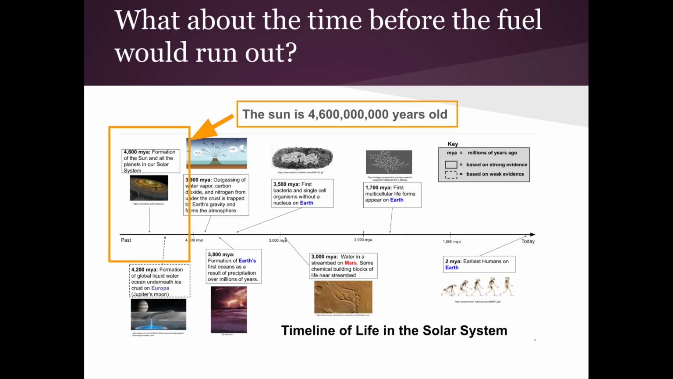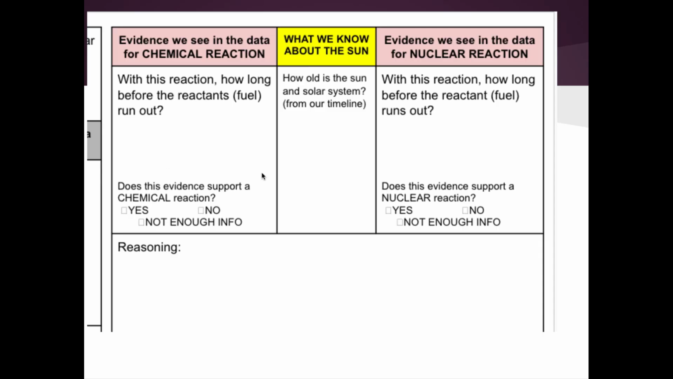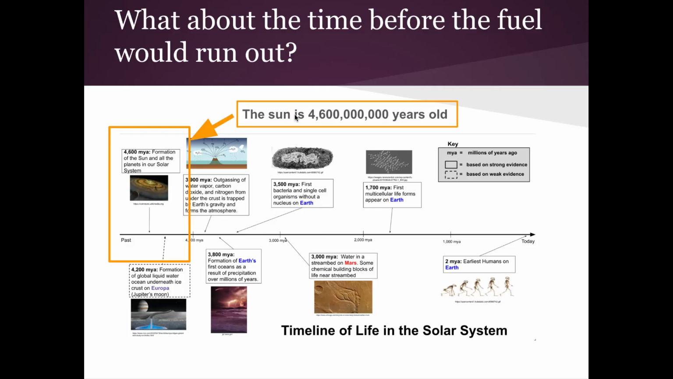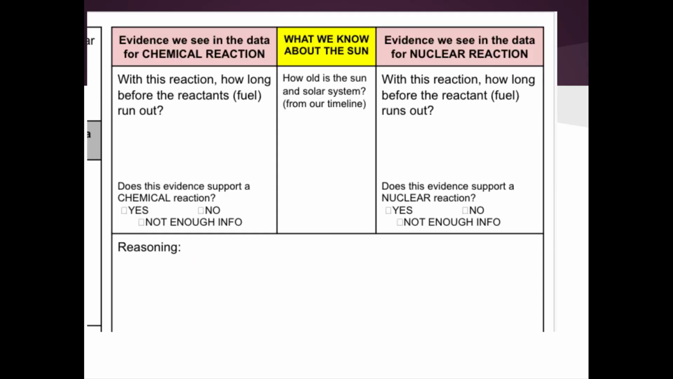And so we can actually add that piece of information in here as something we know about the sun. We know that it was created back when the solar system started a long time ago. So I'm going to add that in right here. Hey, there we go. 4,600 million years ago. Or you could write this as 4.6 billion years. Either one, A+. So that's what we know about the sun.